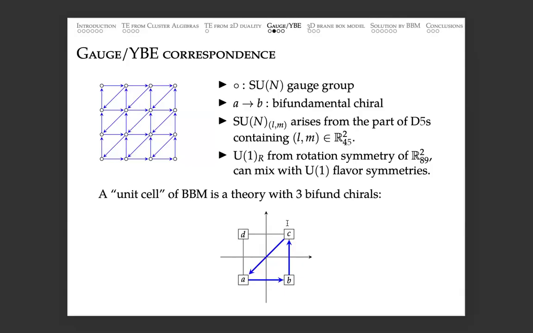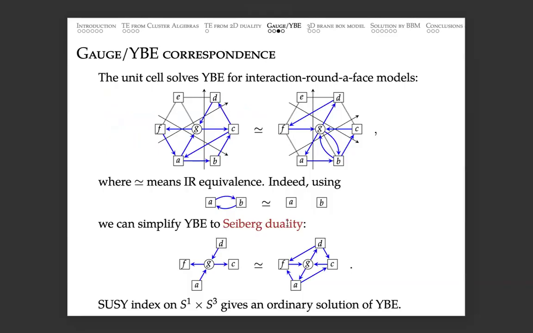So this quiver looks like a spin model, and indeed it actually defines an integrable lattice model. That's called the gauge/YBE correspondence. So this unit cell, actually, you have 3 arrows. This unit cell itself represents a 4-dimensional supersymmetric gauge theory with 3 matter multiplets. Some copies of this theory can be combined together to form a bigger theory like the brane box model theory.